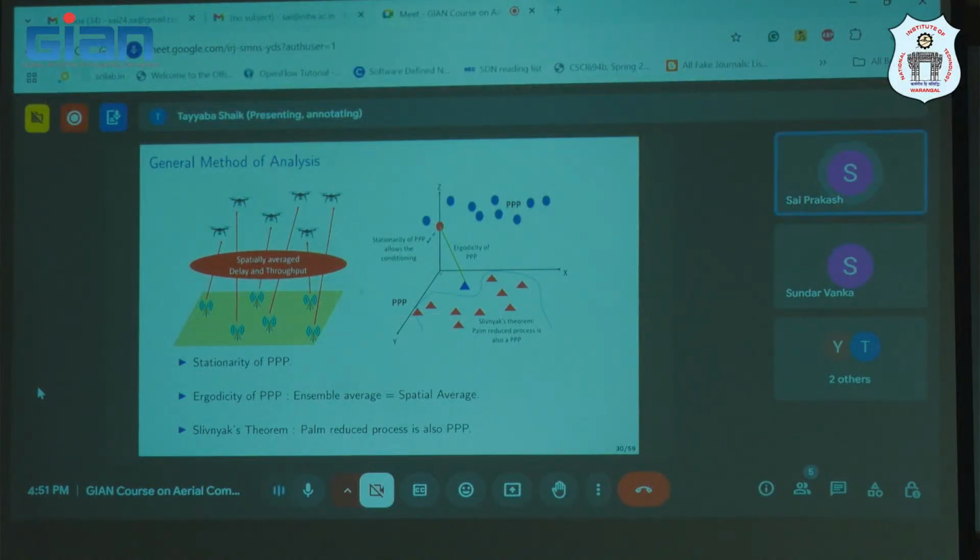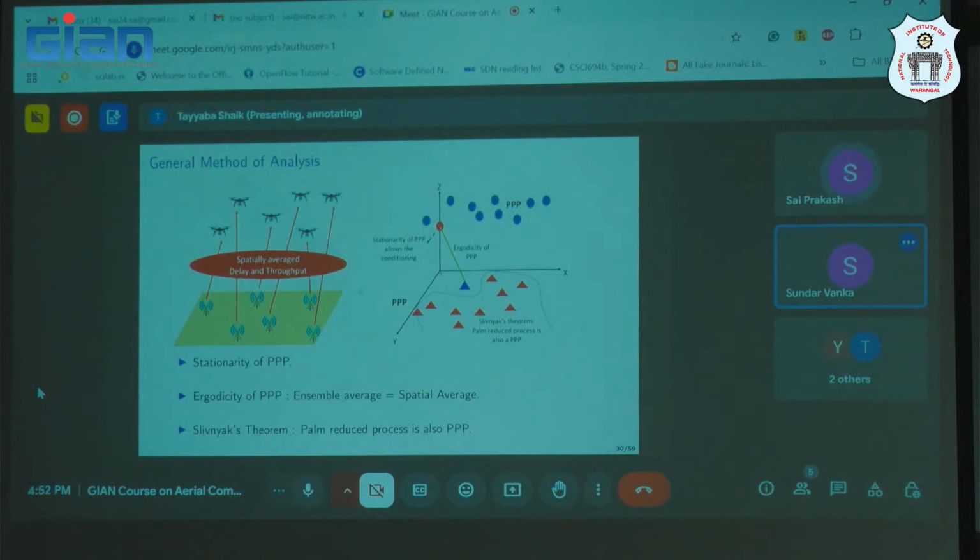Actually, before that, this theorem tells something like bounds on the parameters? Which theorem? Slivniak's theorem. Yeah, Slivniak's theorem is concerning a very specific probability measure called the Palm measure. So until now we have talked about a point pattern.